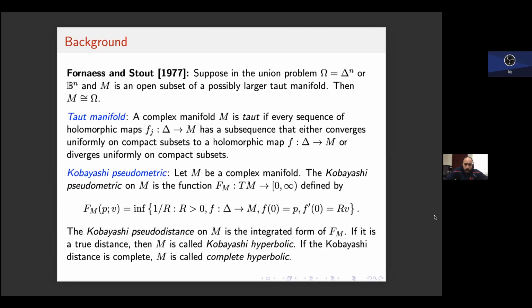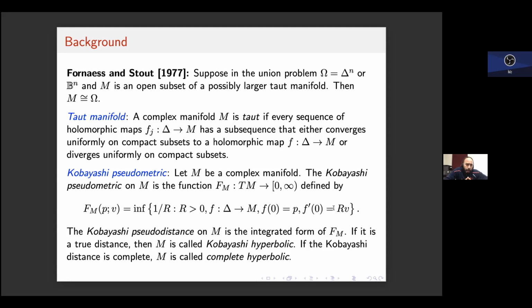Also, the Kobayashi pseudometric of a complex manifold M is defined as follows. It is a non-negative function on the tangent bundle TM. So tangent bundle here, I mean the complex tangent bundle. So this is defined by the infimum of 1 upon R, such that R is positive and there is a holomorphic map f from the unit disk to M that takes 0 to p, with f prime at 0 equal to r times v. Here f prime at 0 is the derivative of f at 0 applied to 1.